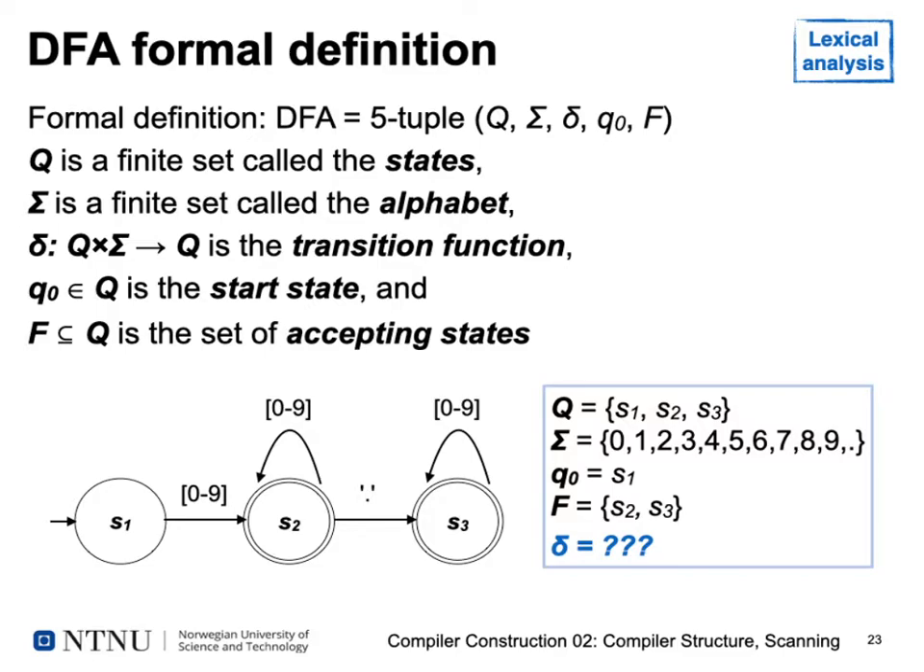So when you write a formal definition, you can transform this DFA graph representation to this representation here on the right hand side. So this graph has states S1, S2, S3, which we indicate as Q. It has an input alphabet of just digits 0 to 9 and the decimal point, which is sigma. It starts at S1 and the accepting states are S2 and S3. So the big question is, what does our delta function look like, this transition function?